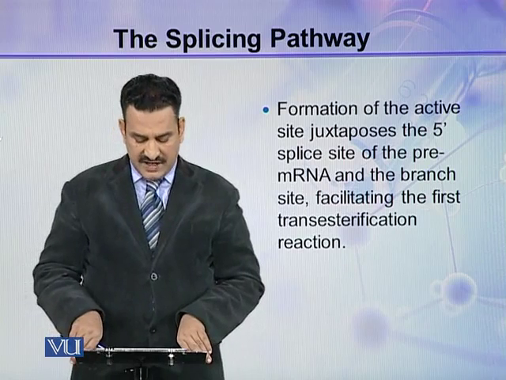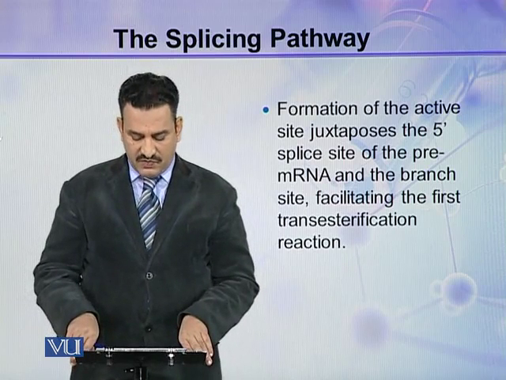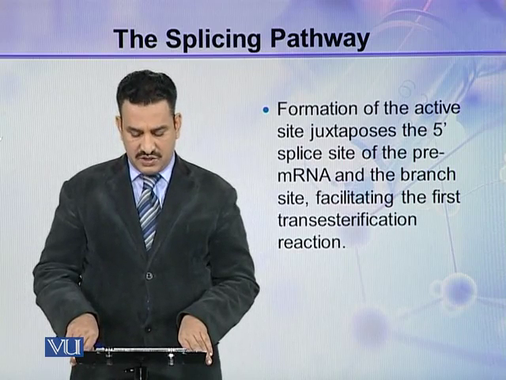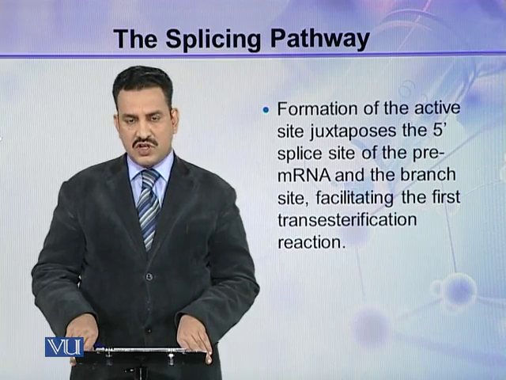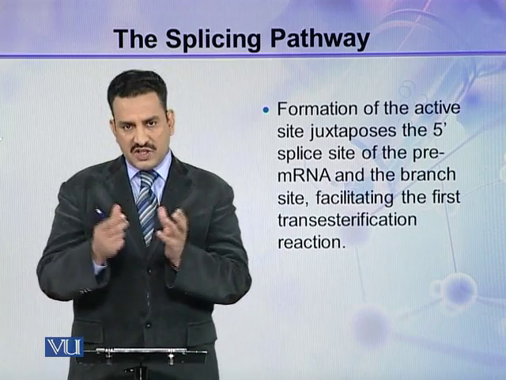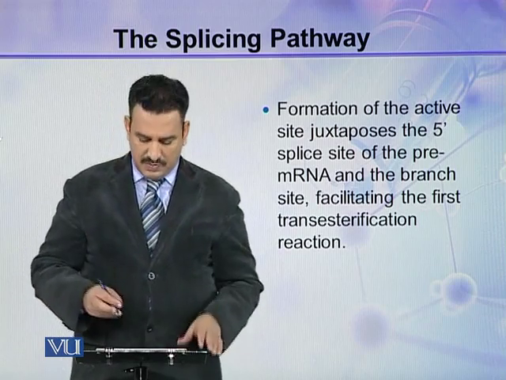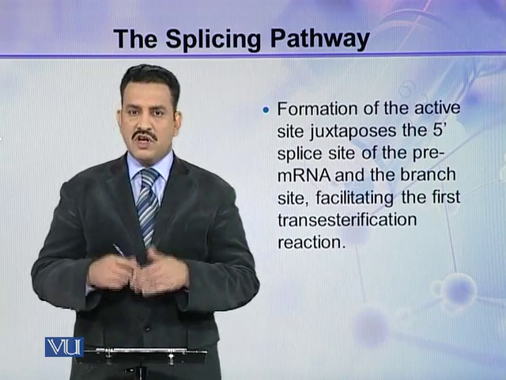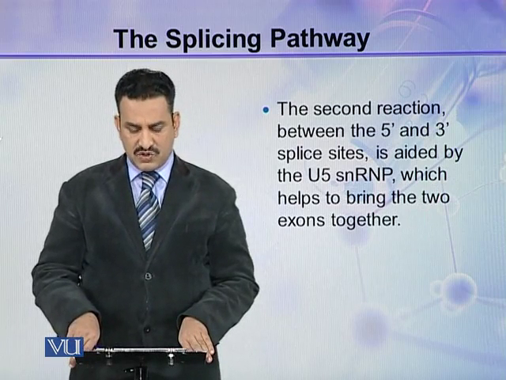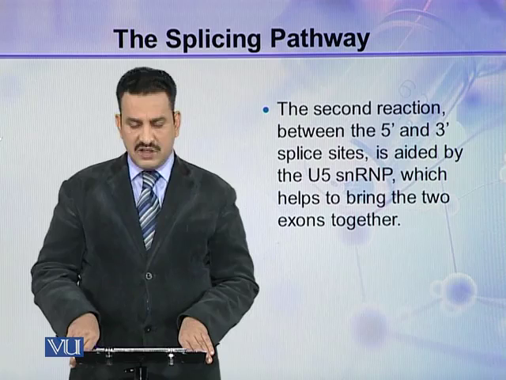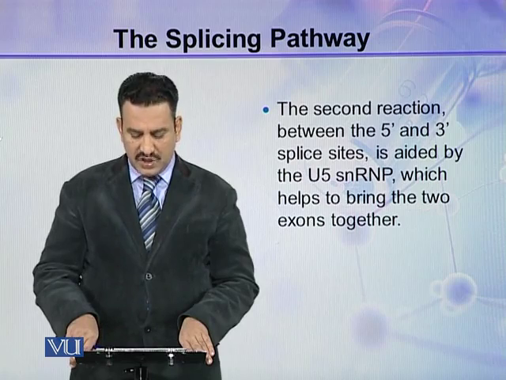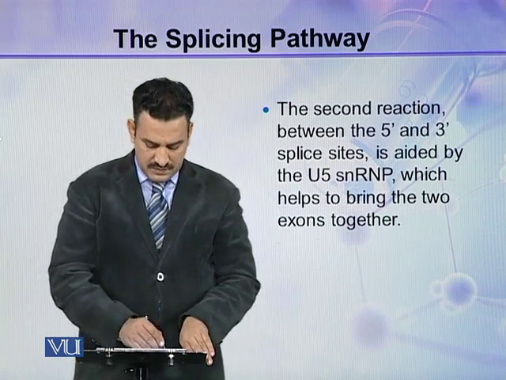Formation of the active site juxtaposes the 5' splice site of the pre-mRNA and the branch site, facilitating the first transesterification reaction. So the positions are arranged such that splicing can take place, or the first transesterification reaction can take place. The second reaction between the 5' and 3' splice sites is aided by the U5 SNRP, which helps to bring the two exons together.